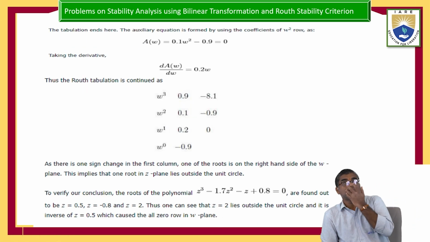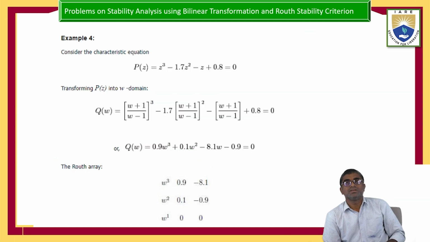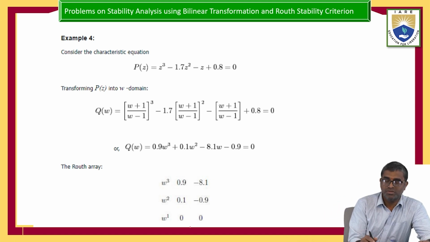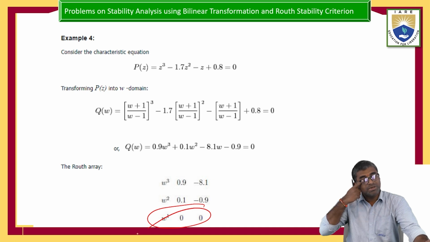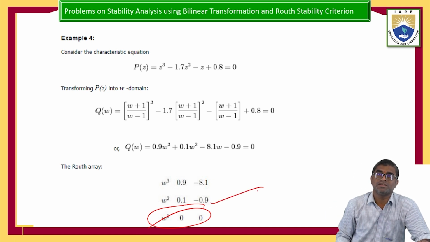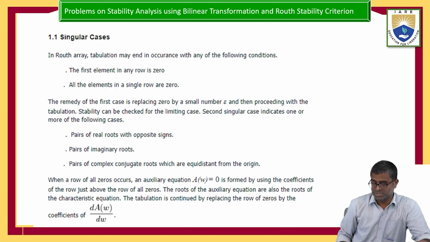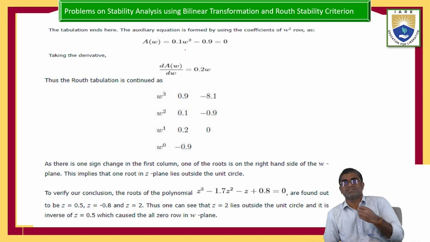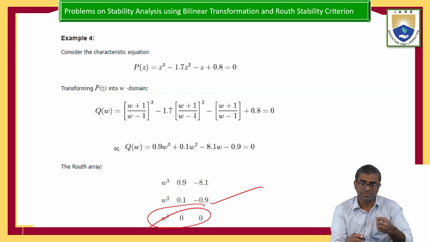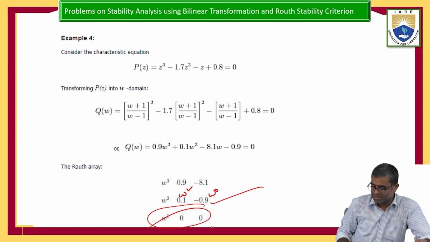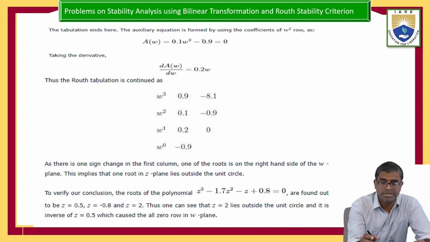First of all, which row is coming as 0? Above that row, we have to take the equation. Here we are getting this row as 0. So for the row above, we take the equation 0.1 omega square minus 0.9 omega naught. Check the order here: it is omega square, it is omega naught. So that is nothing but omega naught value 1 now. That's why we have mentioned 0.9.